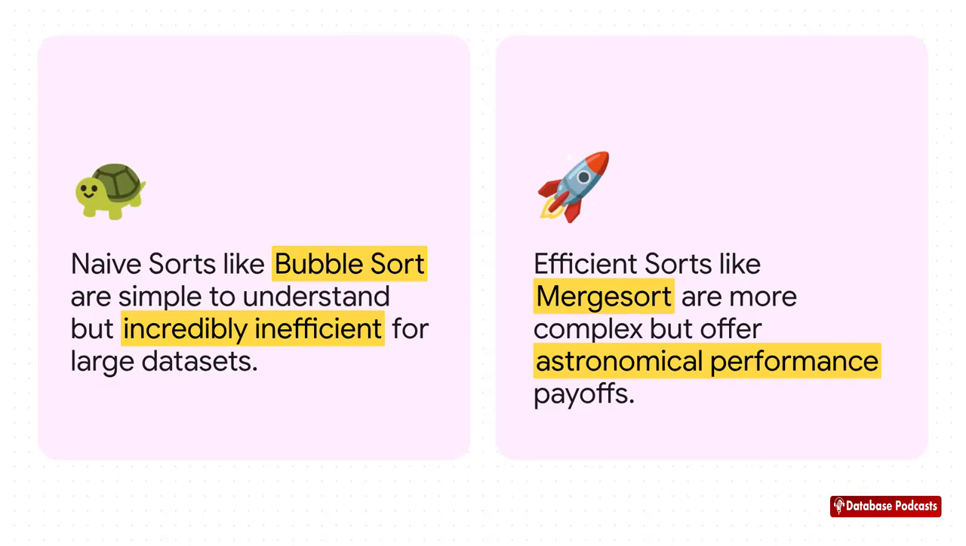You can basically break sorting methods into two big categories. On one side, you've got what we call naive sorts, like bubble sort. They're pretty easy to wrap your head around, but they are incredibly slow for any decent-sized data set. On the other side, you have the heavy hitters, efficient sorts like Mergesort and Quicksort. Yeah, they're a little more complex to understand, but the performance boost you get is just astronomical.